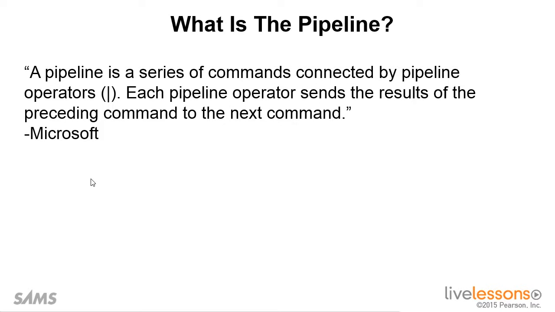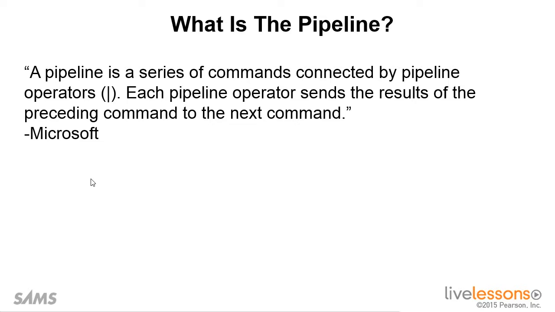Let's start this by talking about what is the pipeline. According to Microsoft, a pipeline is a series of commands connected by pipeline operators, which is the vertical character. Each pipeline operator sends the results of the preceding command to the next command. The best way to describe the pipeline at a high level is you can take one command and its output and send it directly into the next command.